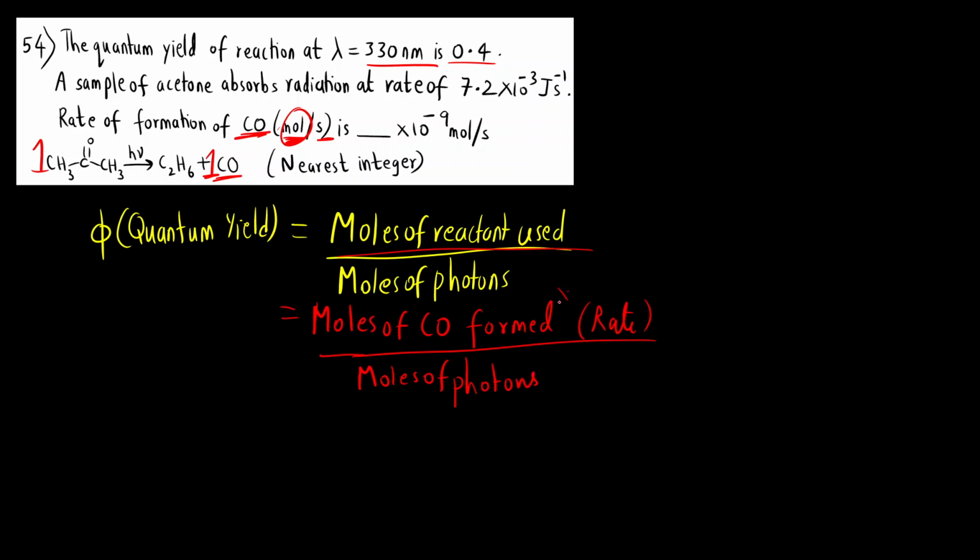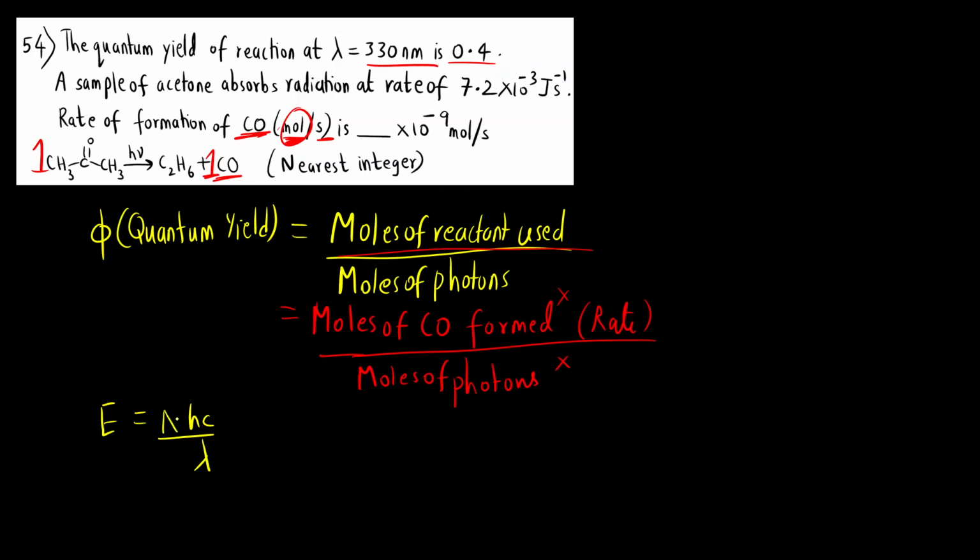Okay, we don't have any of this. We don't have this. We don't have this. So we have to find out both of them. First, we will find out the moles of photons. E is equal to NHC by lambda. This is the formula we are going to use. We always write HC by lambda. This is for one photon.